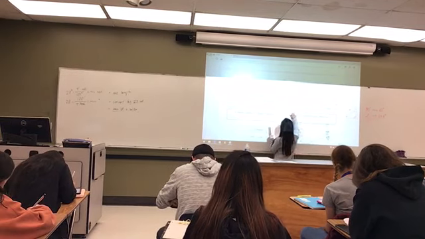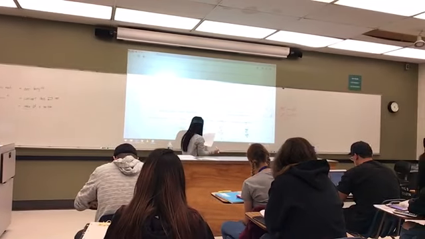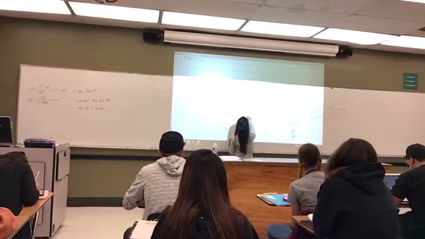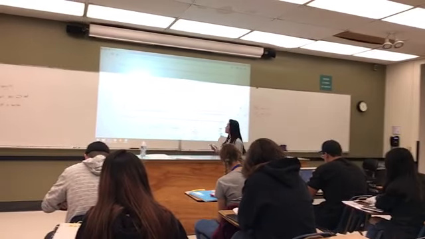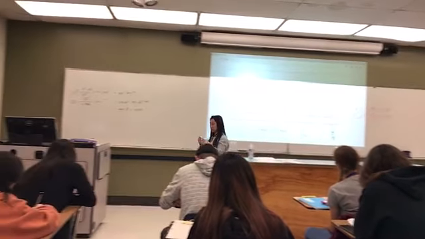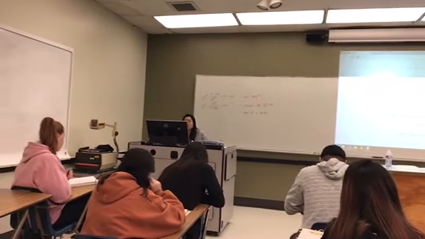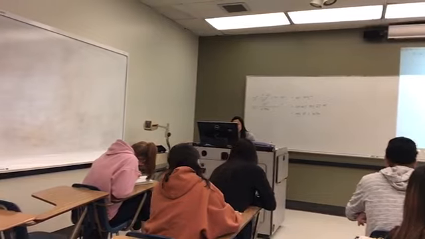Cofunction. Complementary angles are equal to each other. What does it mean by that? Let's go down a little bit. We're going to have this chart.